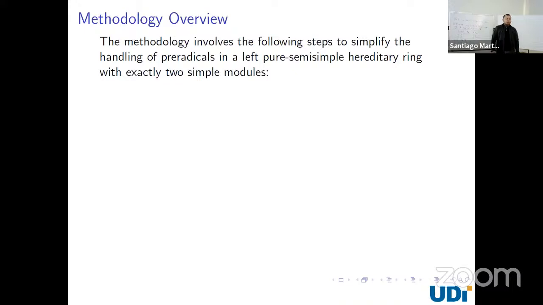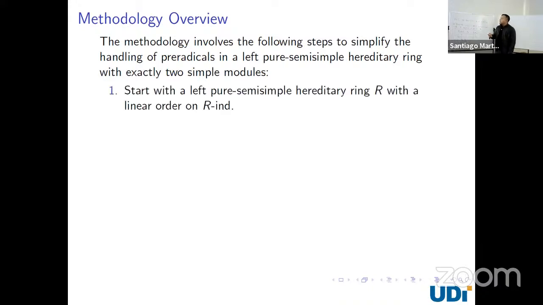So how does the process work with this new category, how can it be related to pure semisimple rings, and how can I use it to describe lattices of radicals here? Well, let's assume that we start with a left pure semisimple hereditary ring with exactly two simple models. Then we get from the past results that we can order R with that linear order that we talked about before.